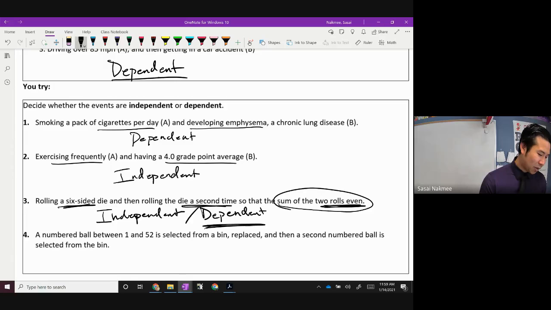All right, last one over here. I'm going to just give you this answer. This last one is going to be independent because you do replace the number. That's independent. And I'm going to pause it there.